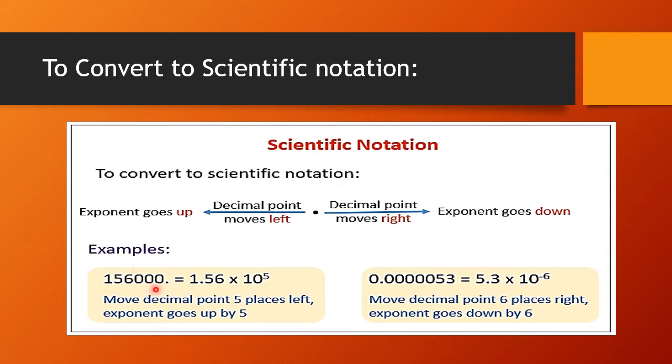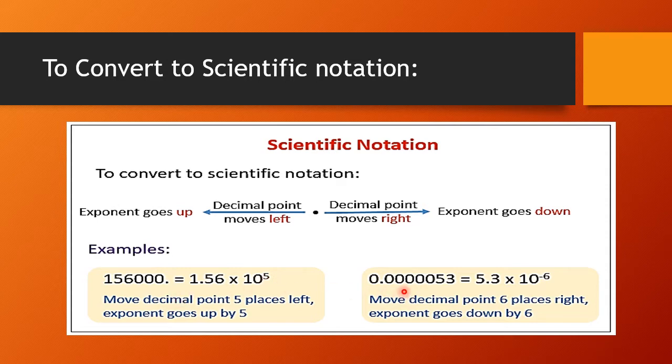Example. We want to convert this number to scientific notation. So we will move the decimal point to the left. How many places to the left? Let's count. 1, 2, 3, 4, 5. So it will be 1.56 times 10 power 5. Why 5? Why not -5? Because we moved the decimal point to the left 5 places.